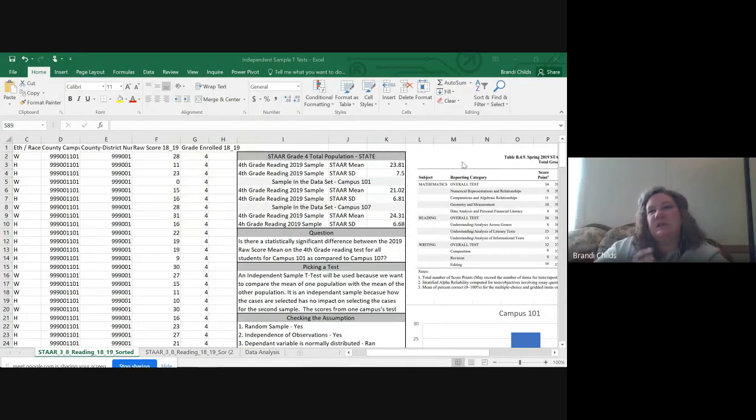So last time we just did a sample t-test. This time we're actually going to be comparing two campuses and trying to determine if the mean for each of those campuses is significantly different or not. So it's very, very similar to what we did with the sample t-test. The only difference this time is we're really comparing the two campuses together. And then, of course, we have the total population once again.